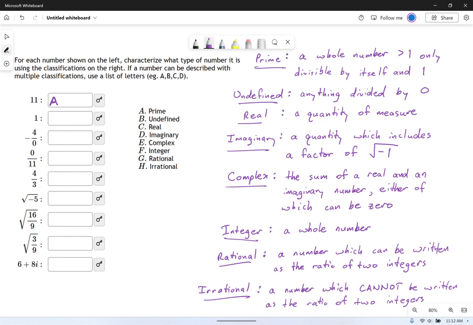Undefined. Undefined has a very special meaning. It means you divided by 0. So that's easy to see. There's no more of those.